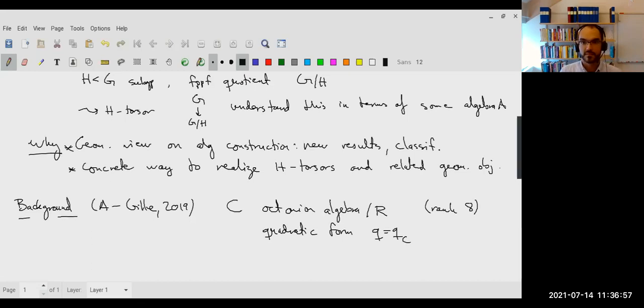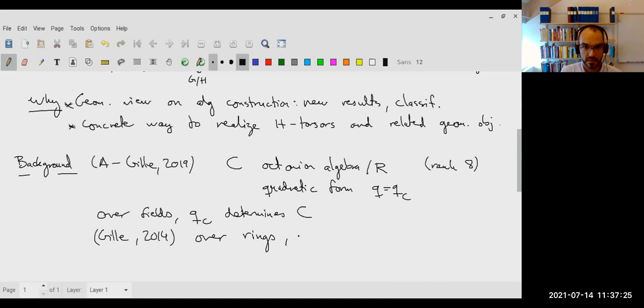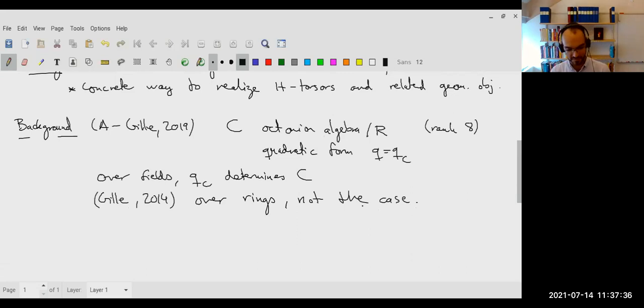The reason we were interested in this is that over fields, Q_C determines C. But Philippe Gilles had proved that over rings, this is in general not the case. So we wanted to understand the Octonion algebras that had the same quadratic form as a given Octonion algebra.